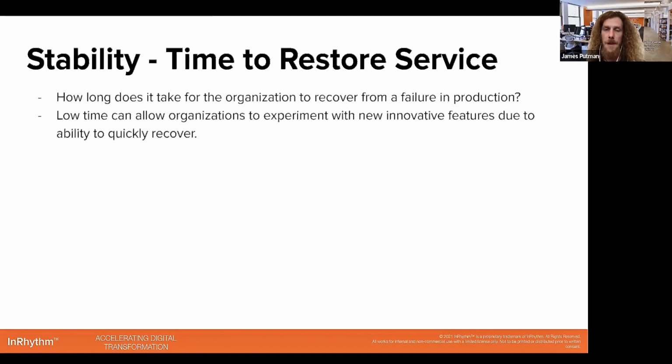But this can also allow organizations to experiment. Say that your time to restore service is really short, it takes you a couple minutes to get things back up and running. This could allow you to do a lot more experimenting, prototyping, testing new things out, because you're able to recover a lot quicker.